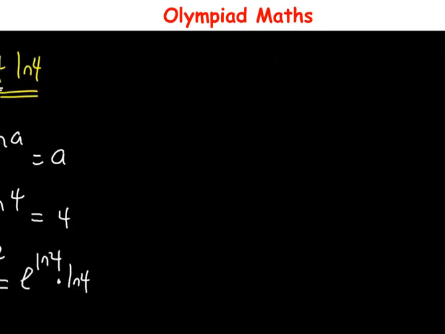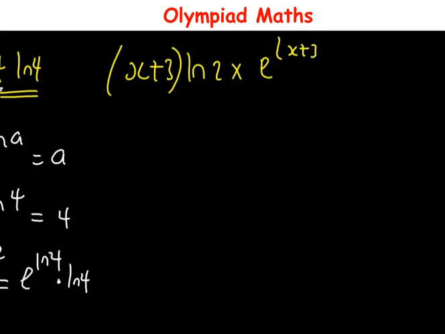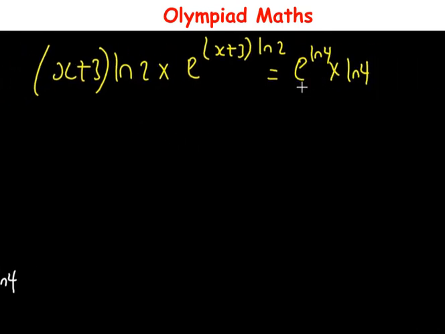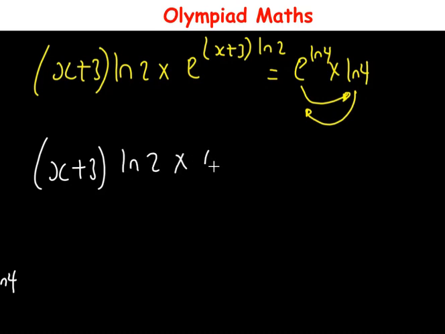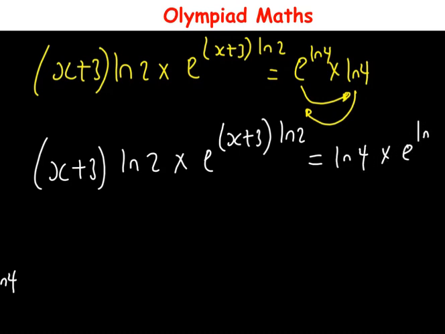So from here, (x + 3) multiplied by ln 2 times e raised to power (x + 3) multiplied by ln 2 is equal to e raised to power ln 4 times ln 4. Now we are going to put this e in the second place and ln 4 in the first place, something like this. We have (x + 3) multiplied by ln 2 times e raised to power ((x + 3) multiplied by ln 2) is equal to ln 4 times e raised to power ln 4.